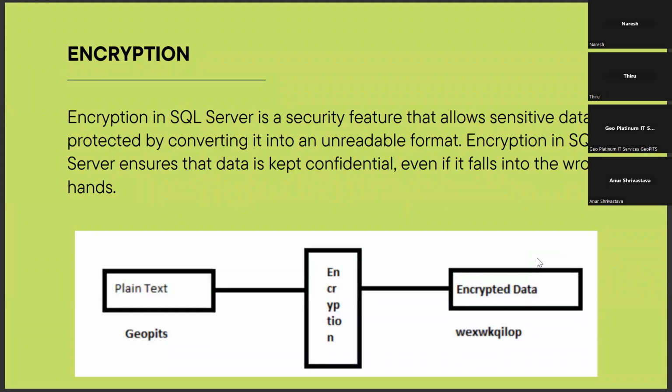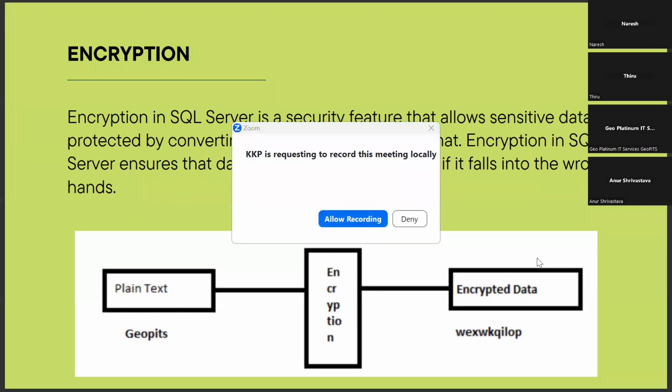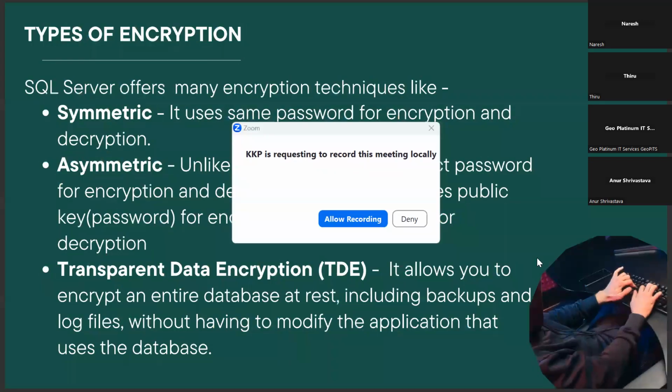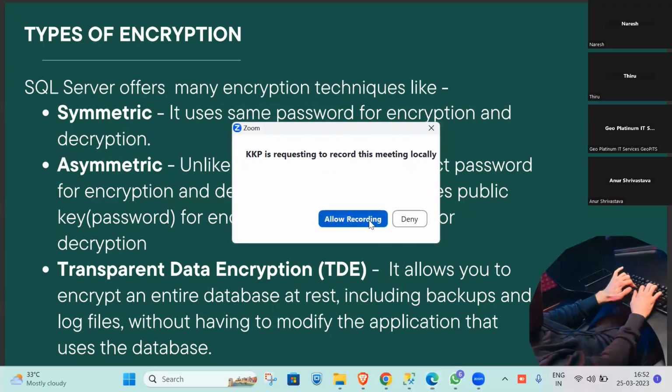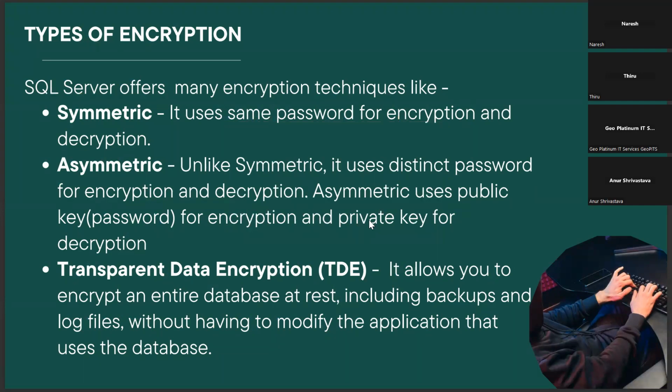So encryption. Encryption in SQL Server is a security feature that allows sensitive data to be protected by converting it into an unreadable format. SQL Server provides various encryption techniques, such as symmetric key encryption, asymmetric key encryption, and certificate-based encryption. With symmetric key encryption, the data is encrypted and decrypted using the same key, whereas with asymmetric key encryption, the data is encrypted using a public key and decrypted using a private key.